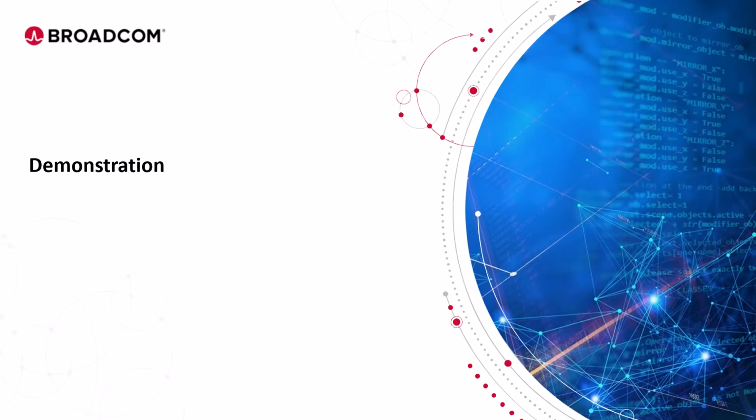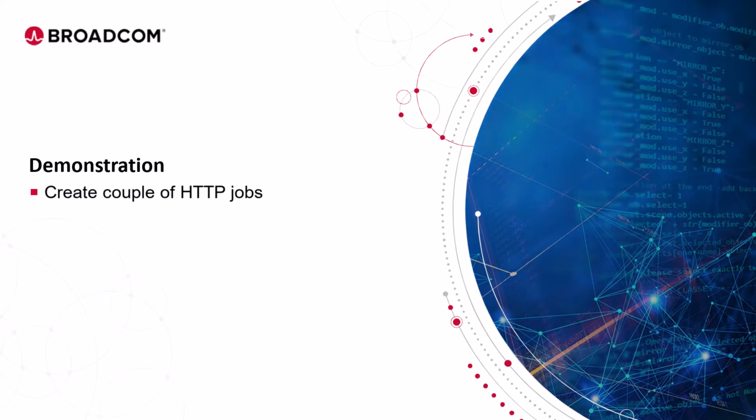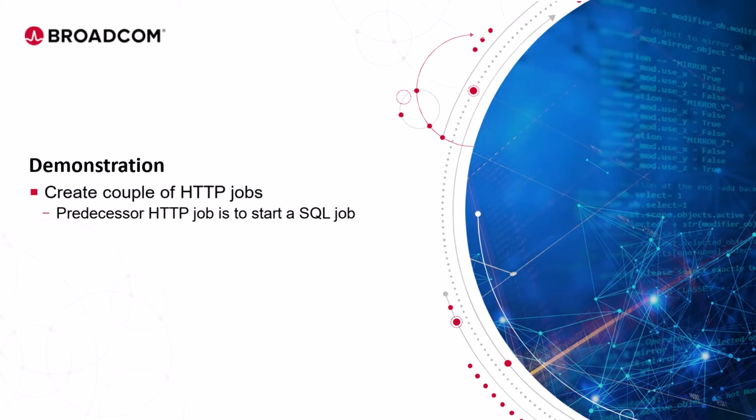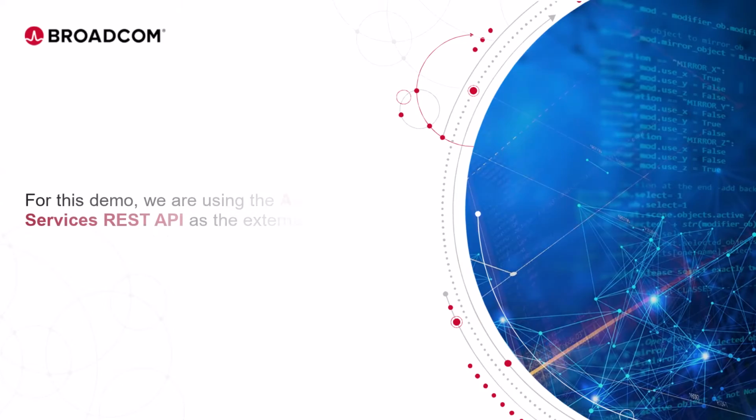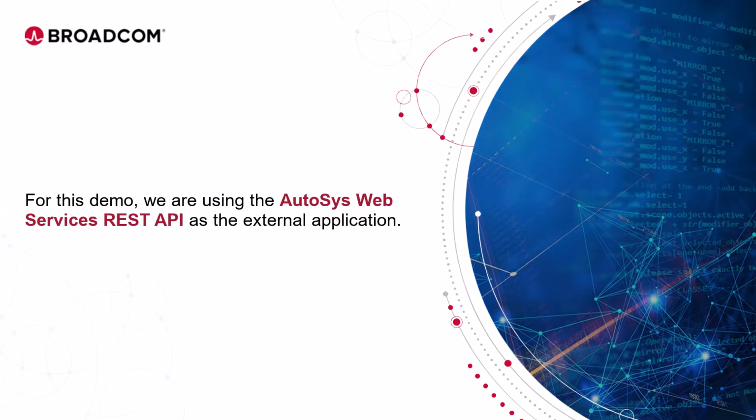Let's enter our training environment and create a couple of dependent HTTP jobs. The purpose of the predecessor HTTP job is to start a SQL job to fetch the data from the database using the AutoSys REST API event start job. And the dependent HTTP job continuously monitors the status of the predecessor job for a defined time and completes with a success or failure status when the predecessor HTTP job completes its execution. For this demo, we are using the AutoSys Web Services REST API as the external application.